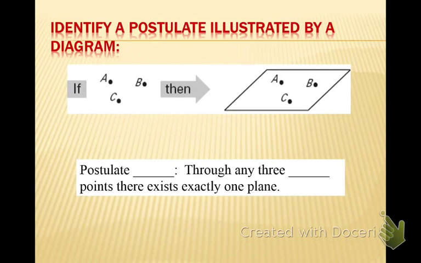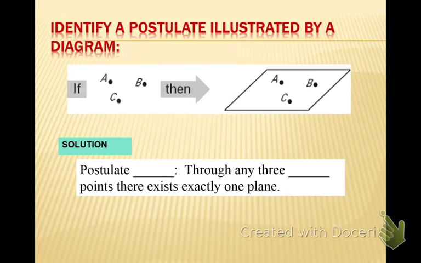Identify a postulate illustrated by a diagram. Which postulate would this one be? What's postulate 8? Go ahead, Kayla. Through any three non-collinear points, there exists exactly one plane. I think that would be the one.